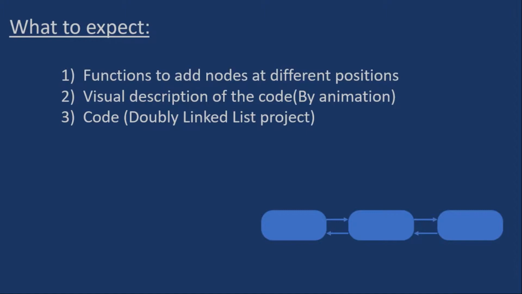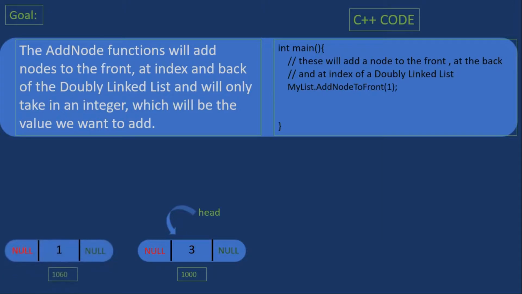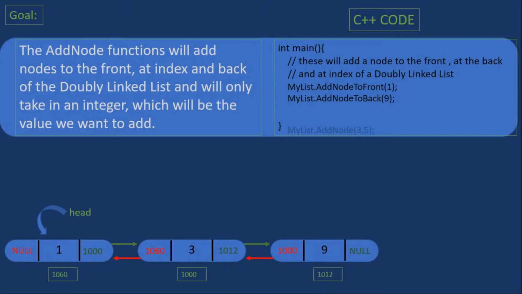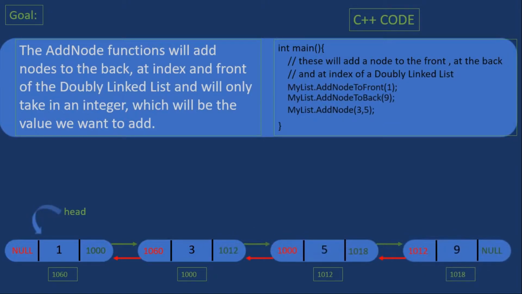The goal of this video is to have three functions that will add nodes in different positions of a doubly linked list: in the front, at the back, and at an index in a doubly linked list. For example, say we want to add a node with a value of 1 in front of a doubly linked list. Our function will do that. Same if we want to add a node at the back of a doubly linked list. And finally, if we want to add a node at a certain position in the doubly linked list, which we'll call an index. For this example, we want to add a node of 5 at index 3. And I'll show you how to create these functions using code.